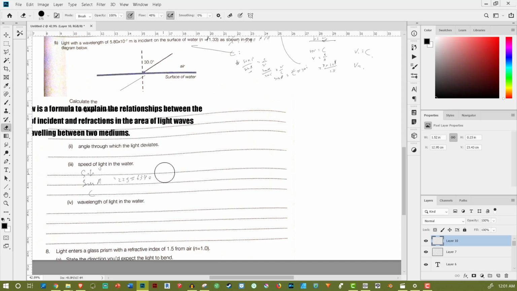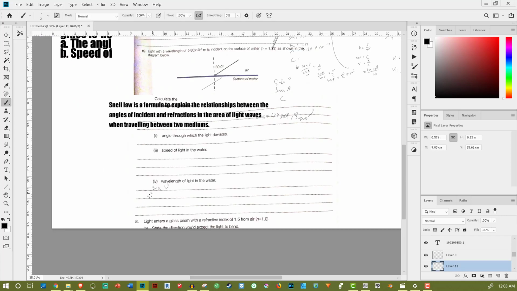Yeah. Okay. Sin I, we know sin R. We know original wavelength. So alpha 1 equals 5.80 times 10 to the minus 7. So we got that. Oh, that's pretty easy. This one's pretty easy too. So that's sin I over sin R equals alpha 1 over alpha 2.